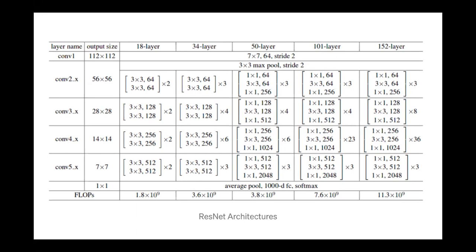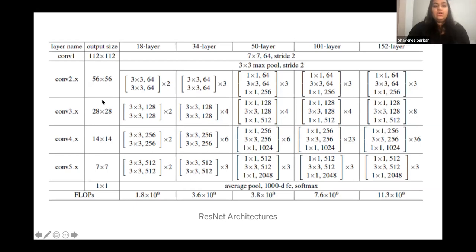Any other questions? For the 34-layer one, for the 64, 128, 256, are these the number of filters? Absolutely. You see, this is the height and width, which are decreasing using max pool. Let me quickly explain. Can you see my annotation?